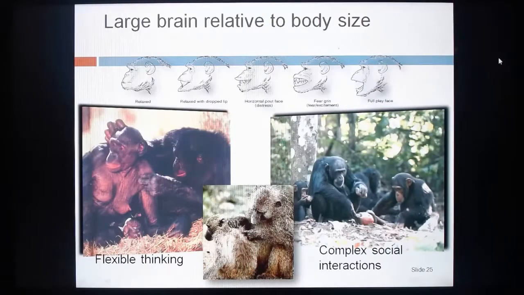Large brain relative to body size. We look at this as the ability to create tools, the ability to understand the environment and interact in it in different ways. Really what this is about, most importantly, is the nervous system is allowing primates to cooperate, to communicate.